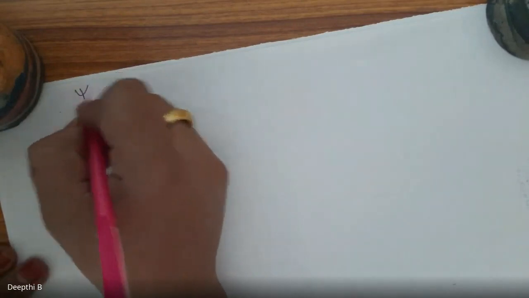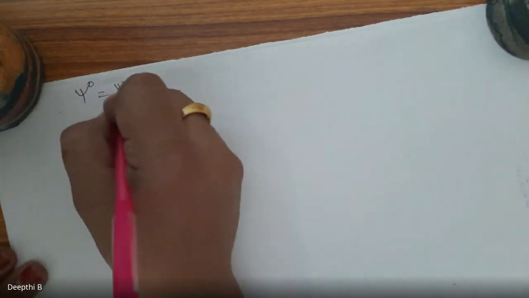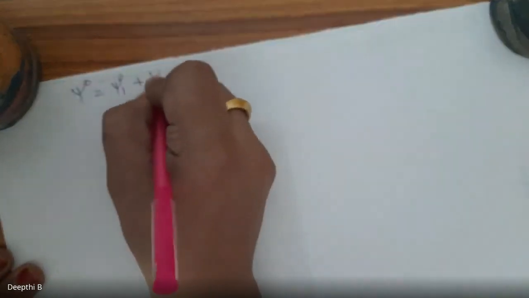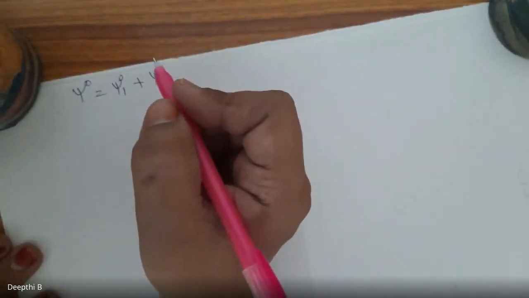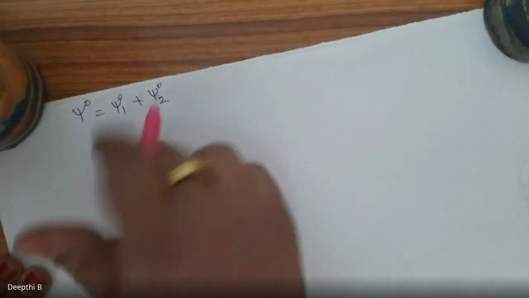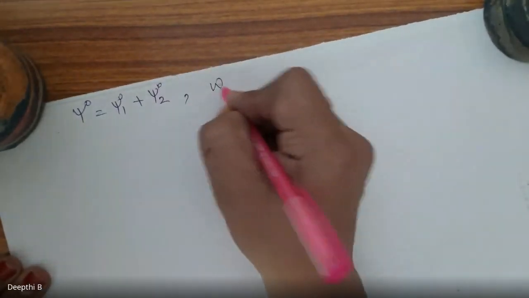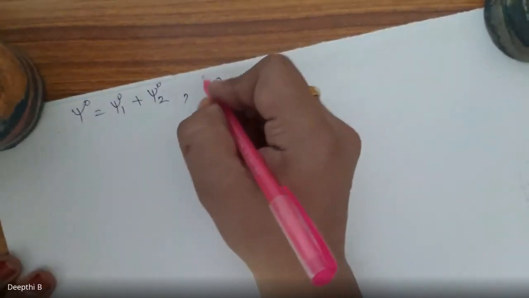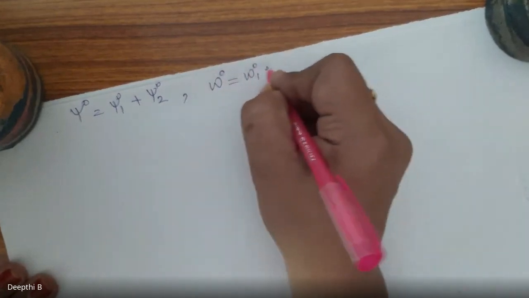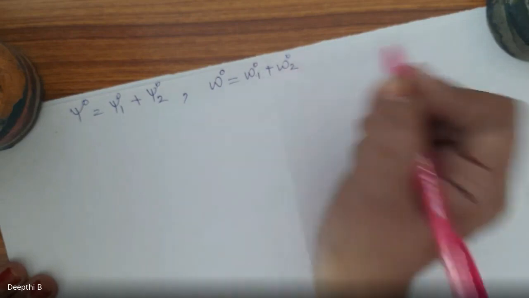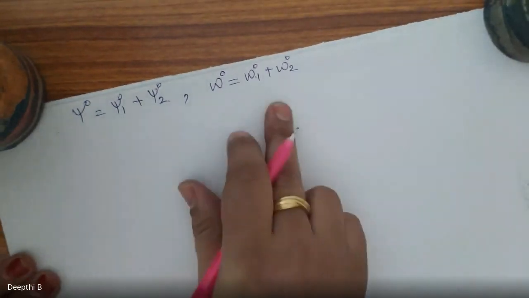We again see that this psi is also here, no? So psi naught is equal to psi naught 1 plus psi naught 2. Psi naught is equal to psi naught 1 plus psi naught 2, and your W naught is also equal to W naught 1 plus W naught 2. Okay, these two terms we have.